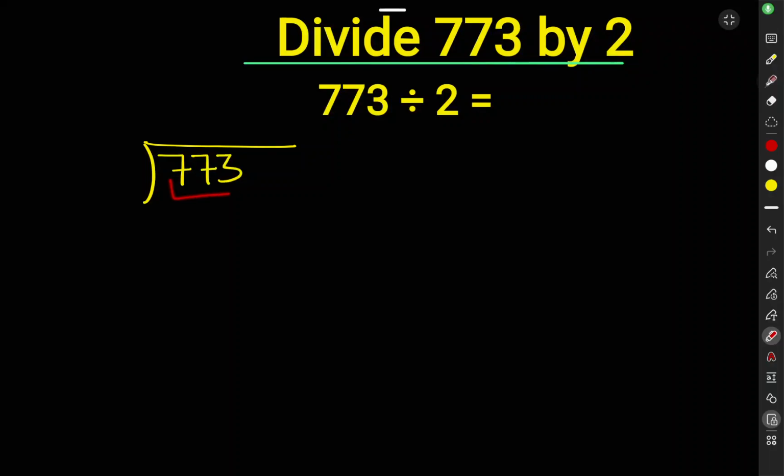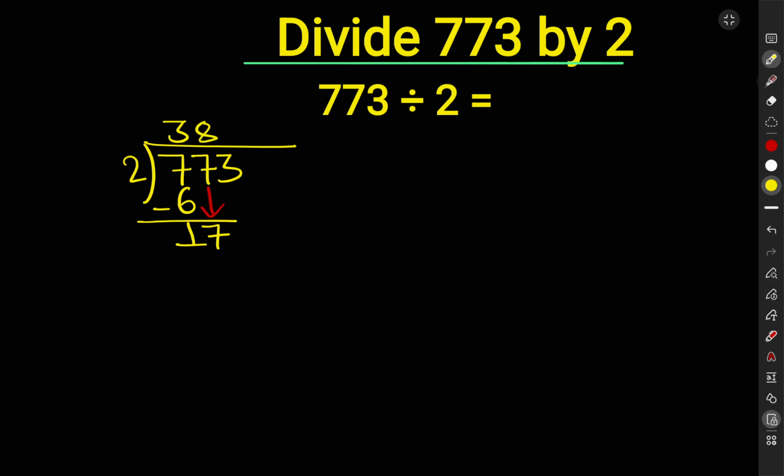Divide 773 by 2 in a long division method. So 2 times 3 is 6. On subtracting we get 1. So now we put down this 7 and it is 17.